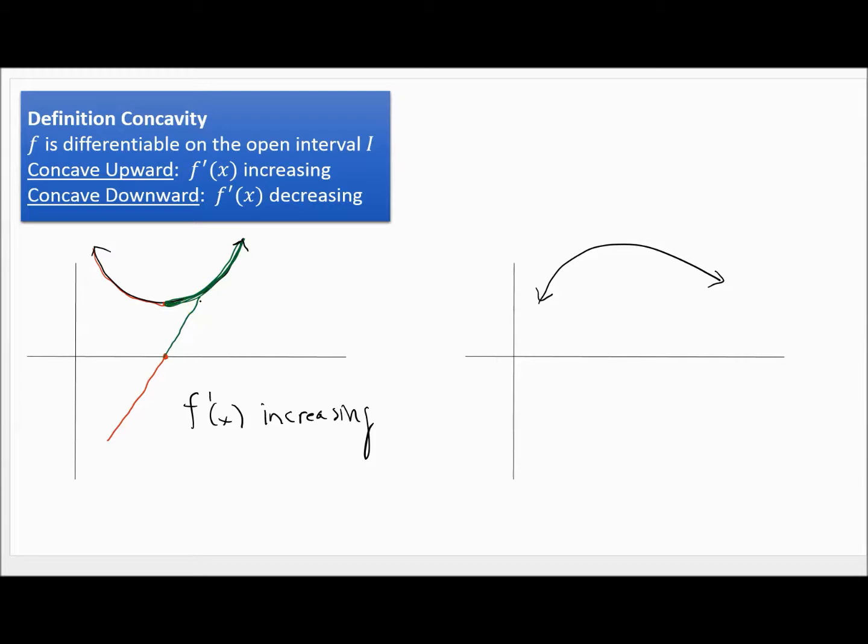Now let's look at the other one, concave downward. On this side, notice all of those derivatives are going to be positive, right? That's an increasing function. Therefore, all of my derivative on that side is positive. It's above the axis, so I could draw that like that. Now right here is 0, and that's that point right there. But over here, it's all positive.